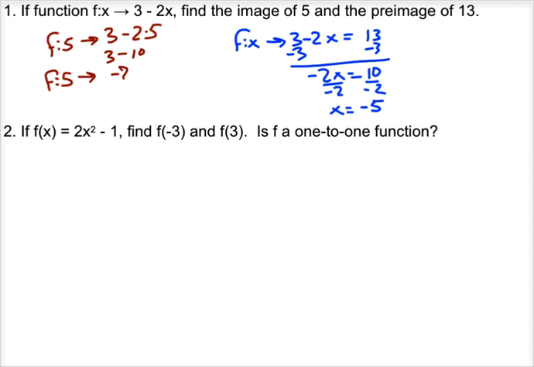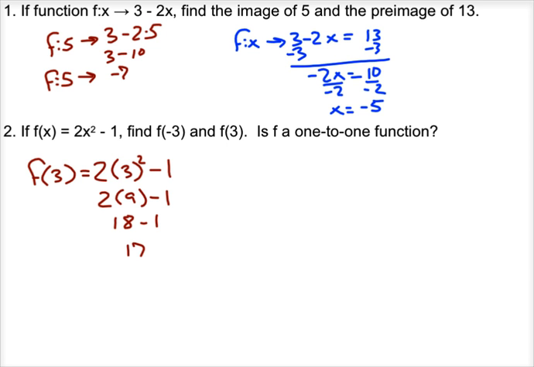Number 2, if f of x equals 2x squared minus 1, find f of negative 3 and f of 3, and then is f a one-to-one function? So first off, let's substitute in and see what happens. So if I substitute in a value of 3, I should get 2 times the 3 squared minus 1. Well, first thing I do is square the 3, so I really have 2 times a 9 minus 1, which is 18 minus 1, which is 17.